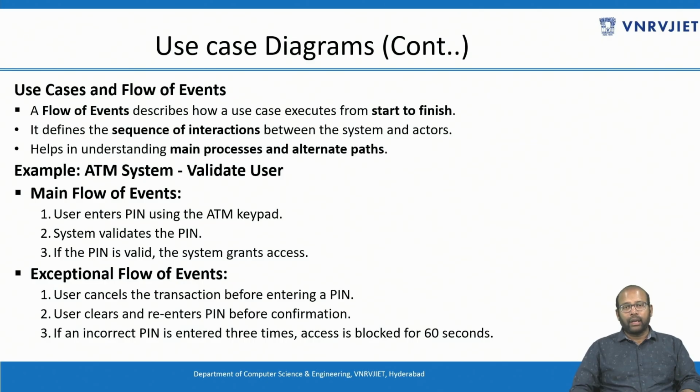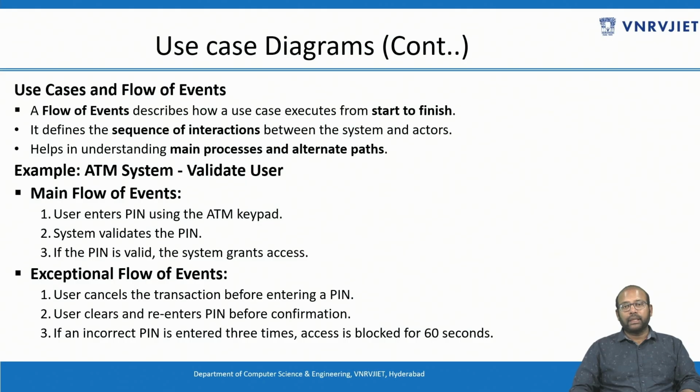And next, along with the use case elements, we are going to check the use cases and their flow of events. It describes how a use case executes from start to finish. That will be represented with the help of a sequence of interactions between the system and actors. Take the example of an ATM system. When you validate a user, how are you validating? With the help of a valid debit card, valid PIN number, valid account and sufficient balance in the account, then only it is possible to complete the withdraw money transaction. So you are doing that with the help of use cases and flow of events.